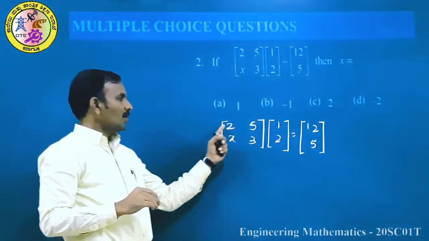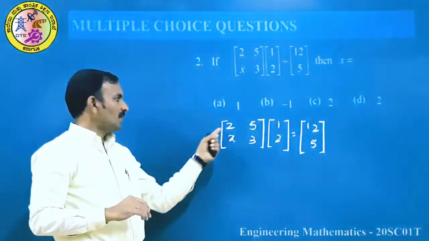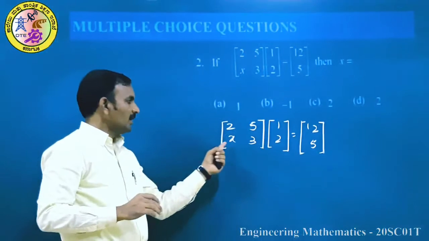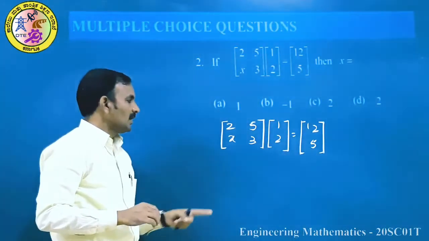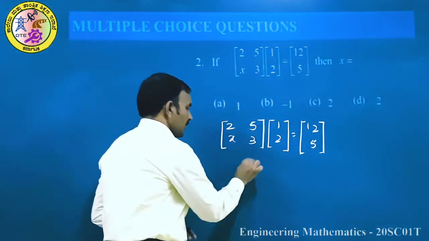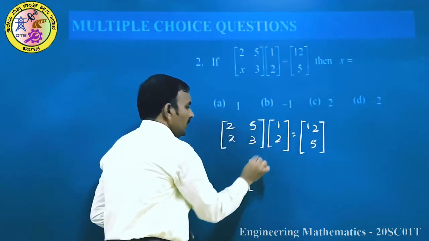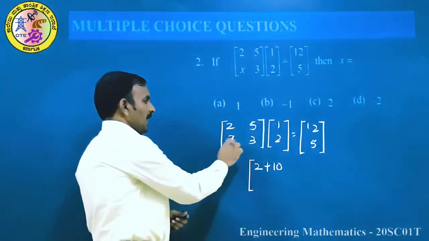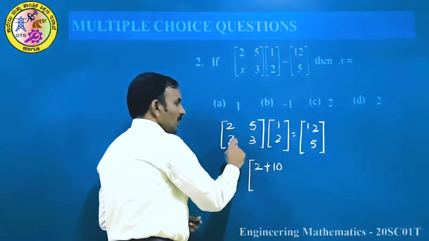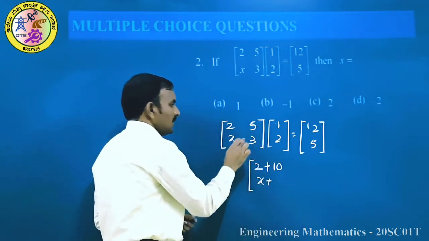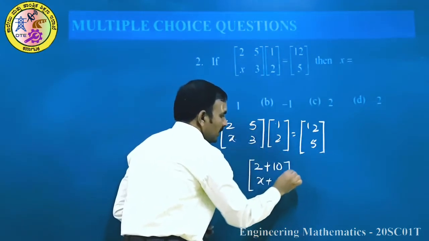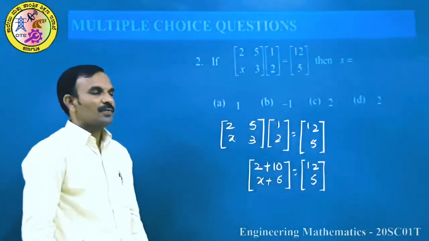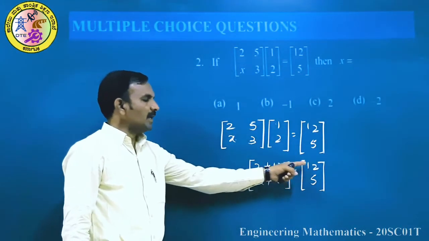You have to multiply row by column. First row, first column, it does not contain x, so I am not going to multiply. First row, second column, we multiply 2 into 1 is 2, 5 into 2 is 10, 2 plus 10. Then x into 1 is x, plus 3 into 2 is 6, equal to [12; 5]. That is 2 plus 10, 12.